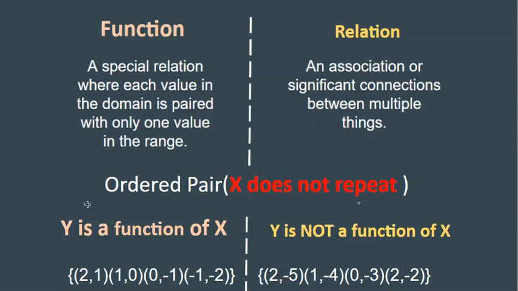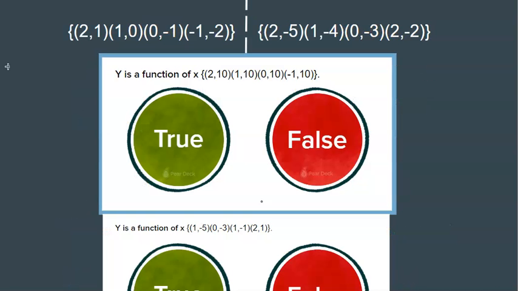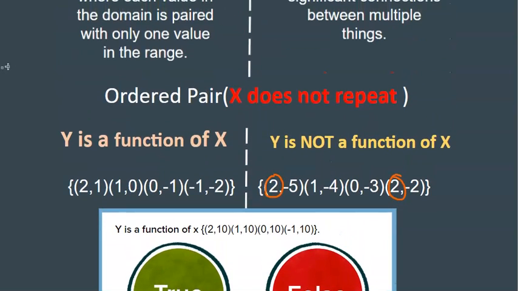Ordered pair. X does not repeat. Y is a function of X. 2, 1, 1, 0, 0, negative 1, negative 1, negative 2. On this one, y is not a function of x. 2, negative 5, 1, negative 4, 0, negative 3, 2, negative 2. It's because of these points right here, they map to two different y's. It can't do that for it to be a function.